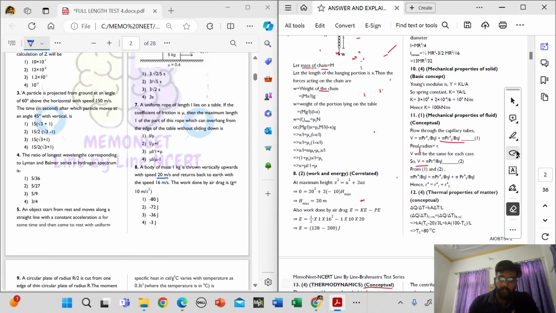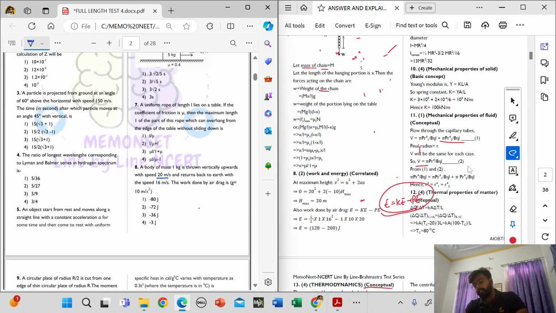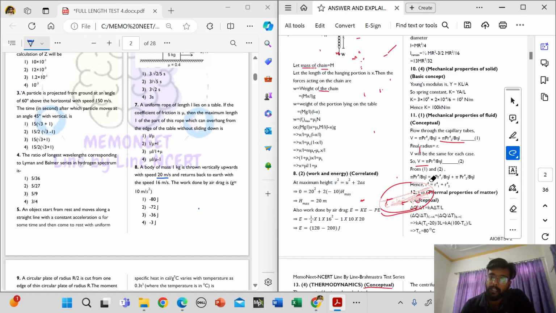Then what the question is asking is the work done by the air drag, when it returns back to the earth with a speed of 16 meters per second. Now the work done by the air drag will be kinetic energy minus potential energy. Total energy is kinetic energy plus potential energy. Suppose this object is coming downward, so its kinetic energy is increasing, but its potential energy is decreasing. So we have taken the negative of the potential energy.